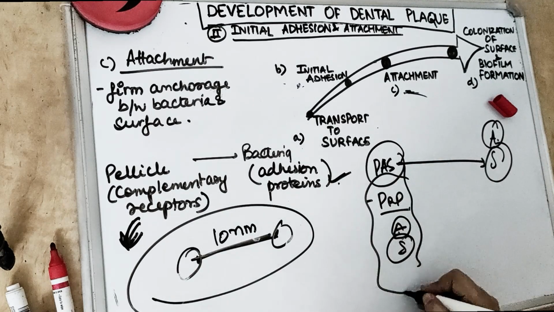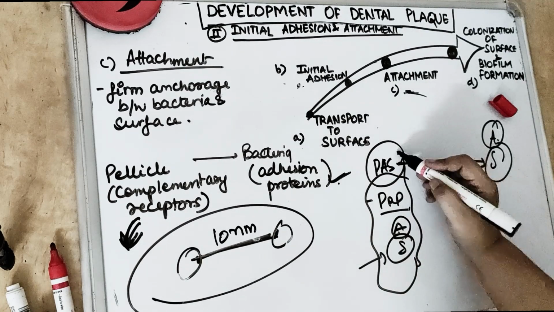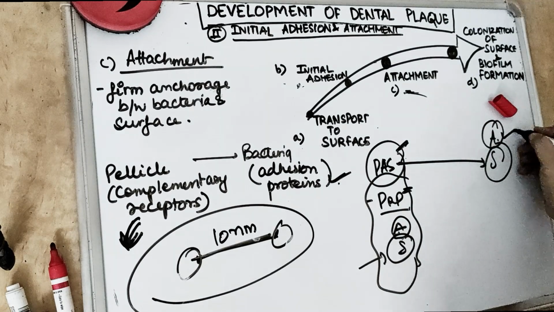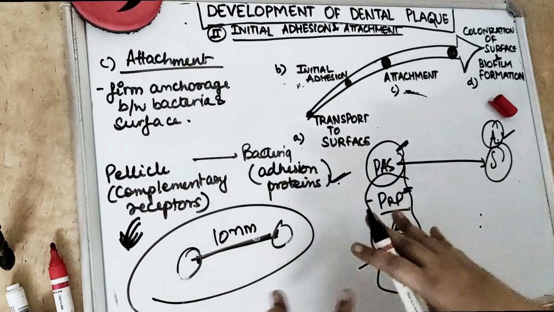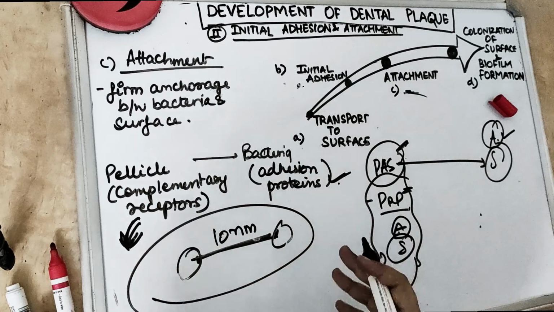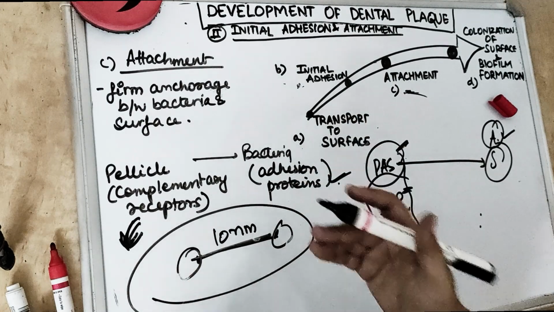These are the receptors which are present on the pellicle, and these receptors are present for two bacteria. One is Actinomyces and one is Streptococcus. And basically in Streptococcus, S. sanguis is the primary colonizer. So primary colonizers are the bacteria which make colonies initially, in the beginning.